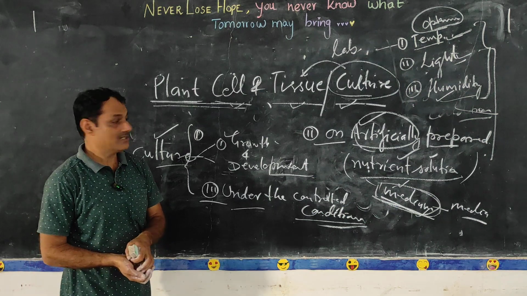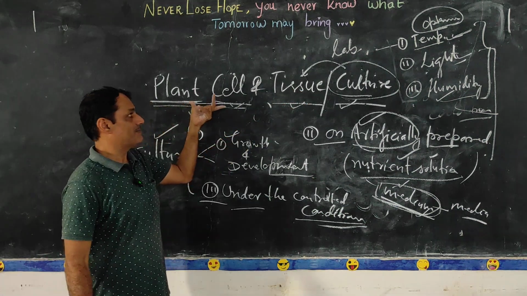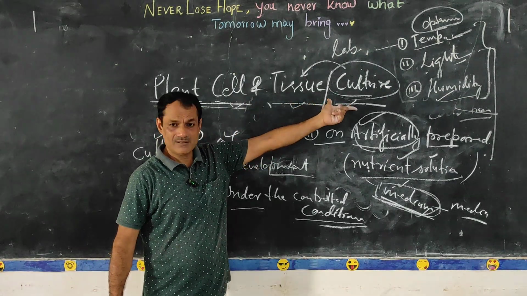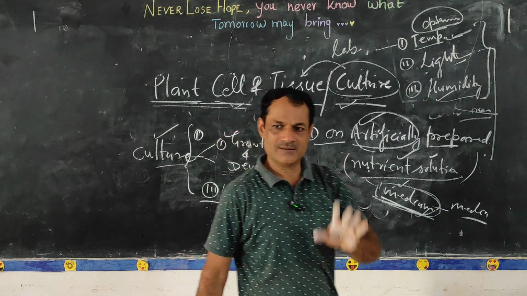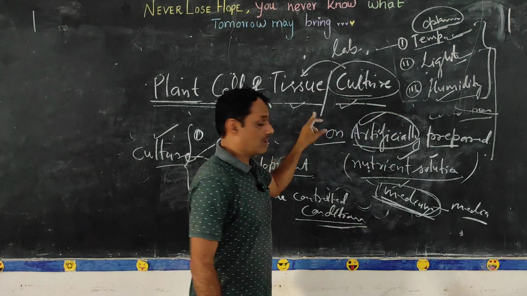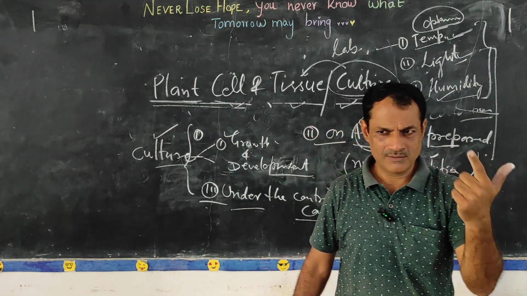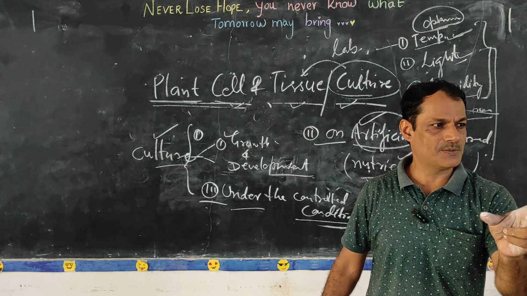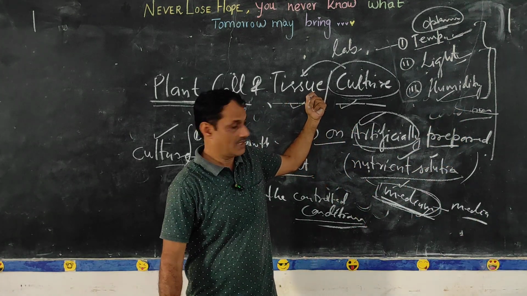You understand the meaning of each and every term here? What is a plant cell? What is a tissue? What is culture here? A plant cell is a cell with a cell wall. This is the basic thing. Tissue is a group of cells of the same origin, same structure, same function. This group of cells is called a tissue.